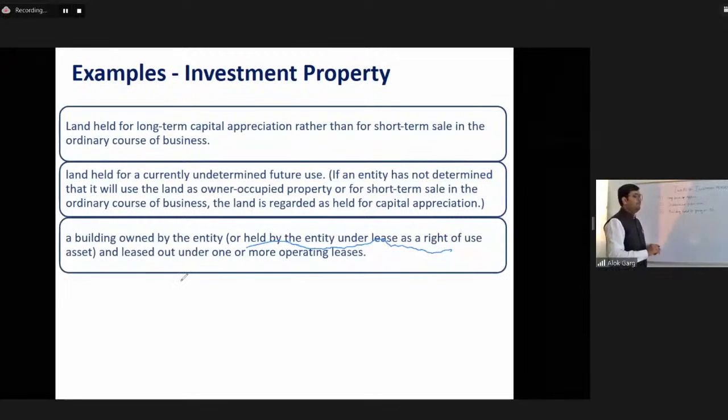I have told you, under Ind AS 116, if a company is having an asset, land or building, on a lease basis, and it is for the purpose of subleasing, okay, so lessee. For a lessee, what will be capitalized? Right of use asset will be capitalized. And if the lessee has taken this building or land on a lease basis, and the objective is to sublease, so this will be covered under the head investment property. Okay.